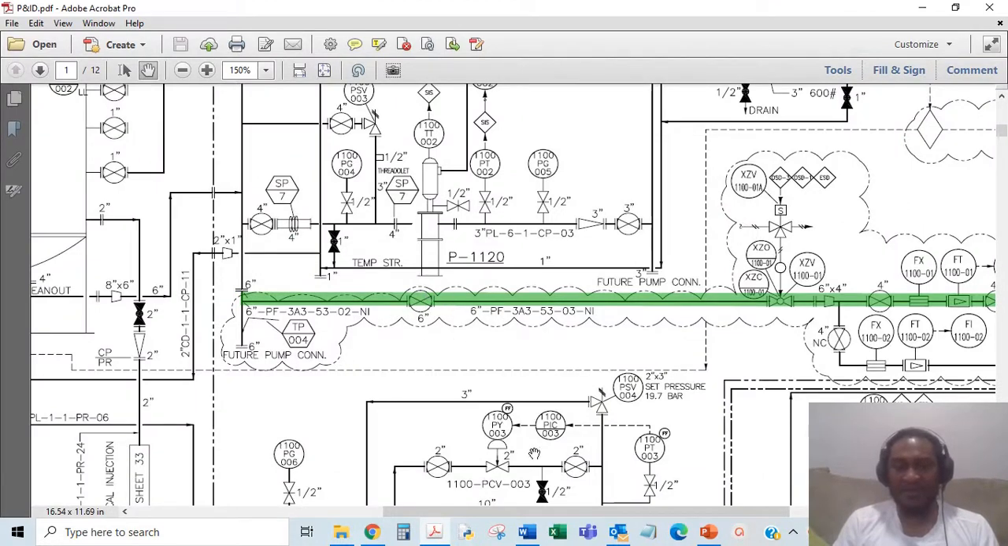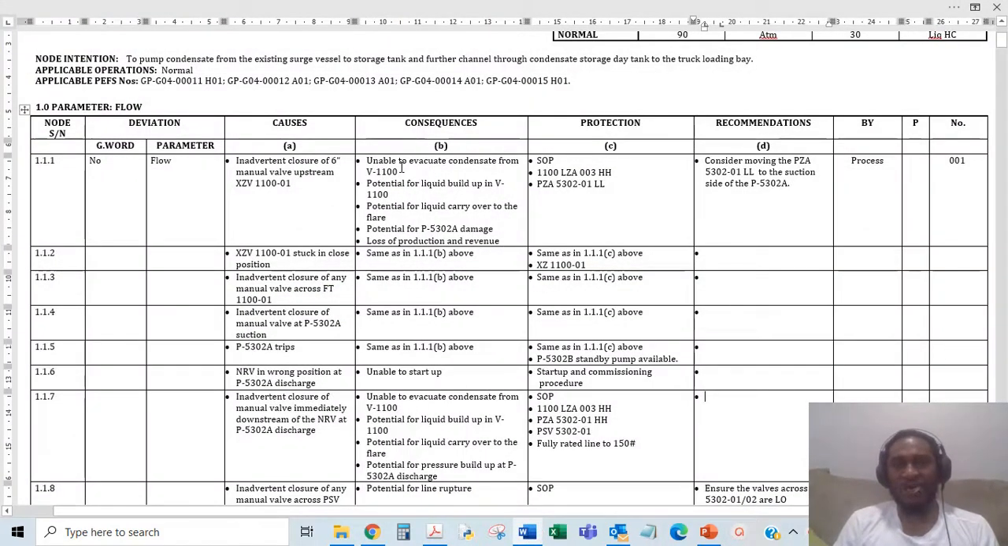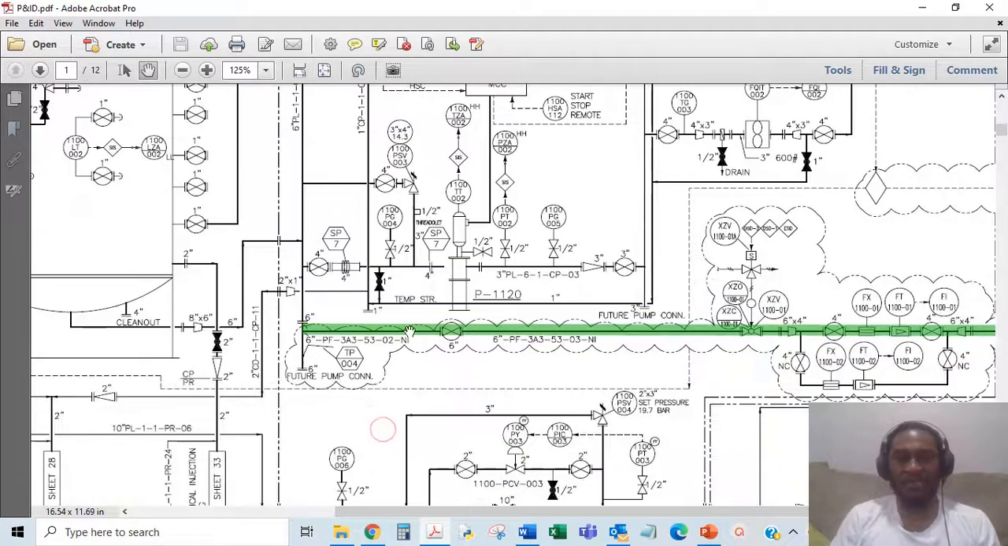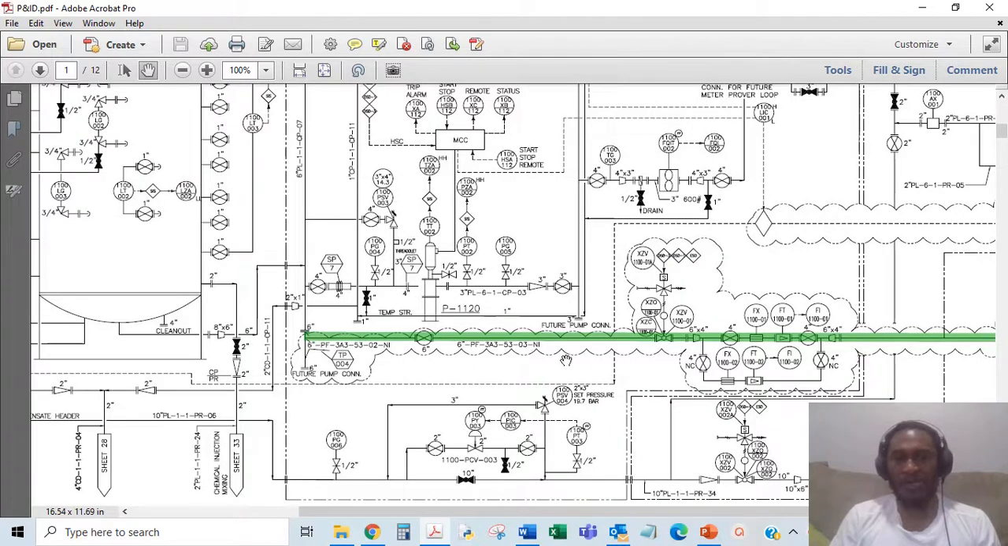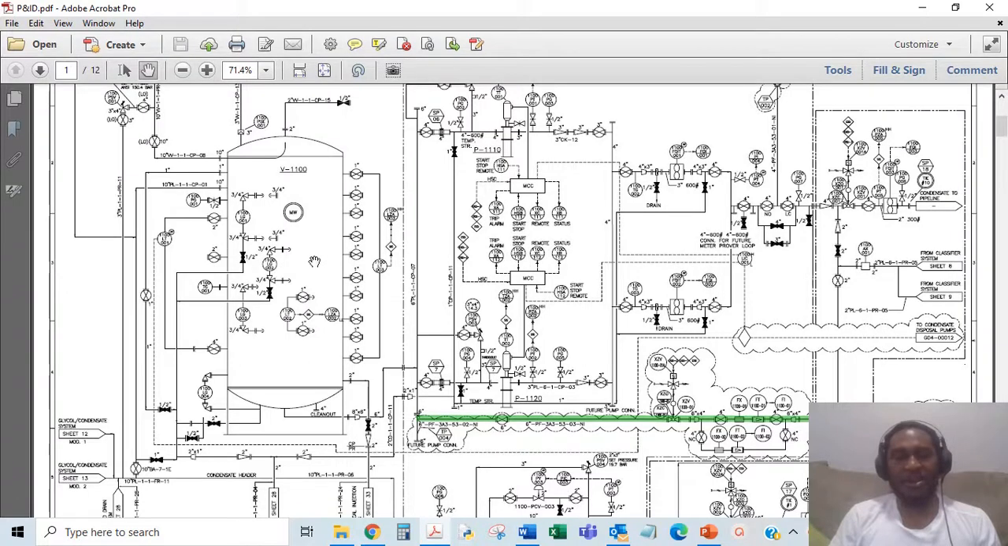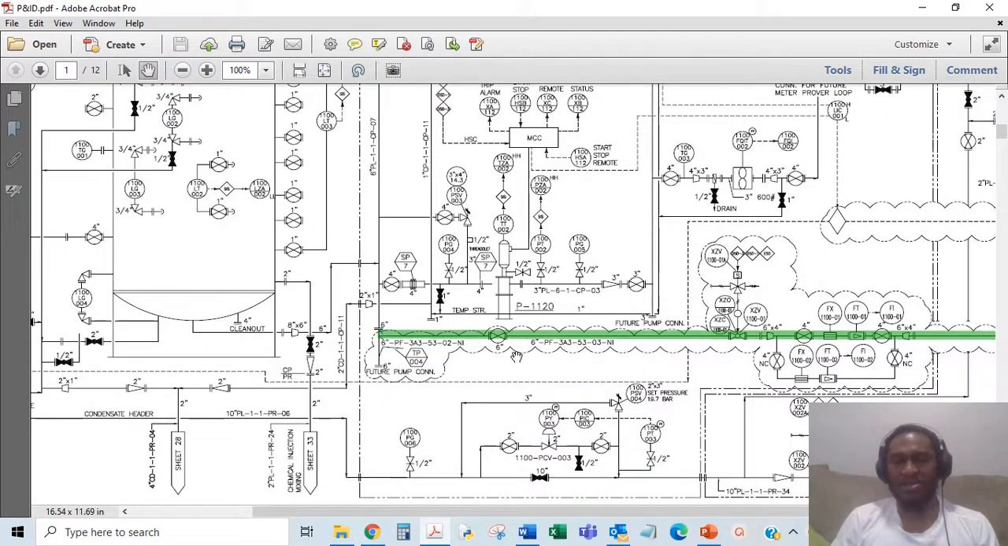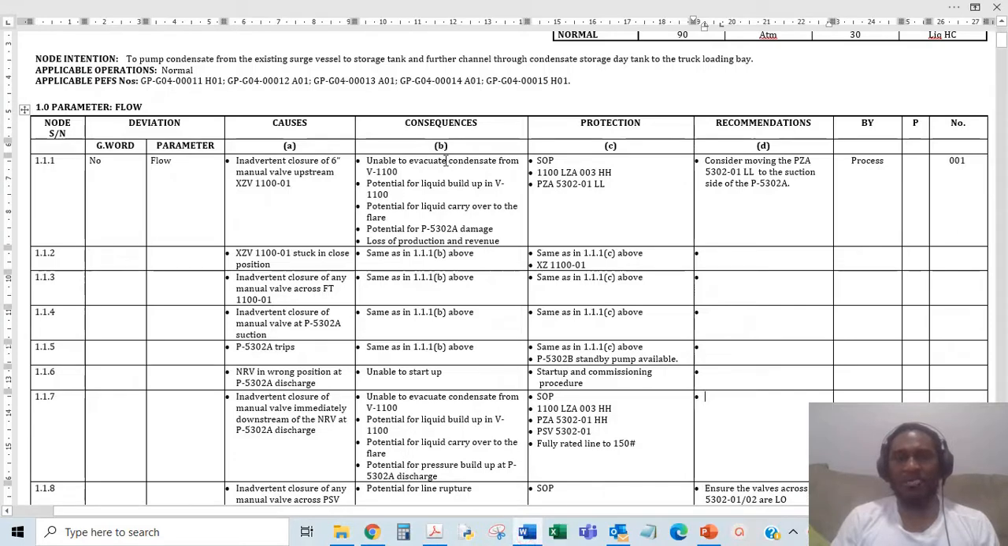So you have this valve inadvertently closed, and what are you going to get? You're going to get unable to evacuate condensate from V1100, which is this tank, the surge vessel. If this closes, you cannot flow into this line, so you're not going to have any flow downstream. Upstream is going to be blocked. You're going to have more level here. You could have the possibility of a liquid carryover into whatever equipment is upstream. That's not really what we're going to focus on now. But looking at this being closed, no flow automatically goes into unable to evacuate condensate from V1100, which is what's in that tank. Then potential for liquid buildup in V1100.